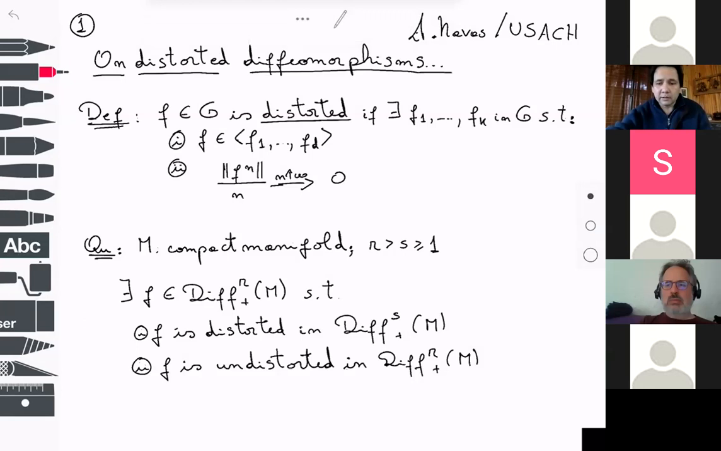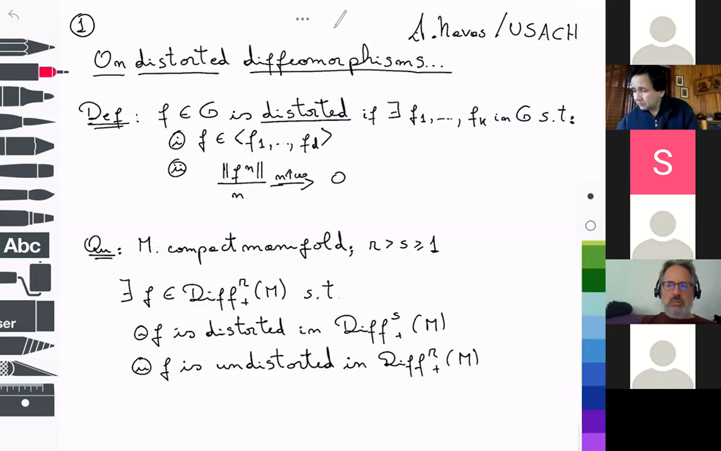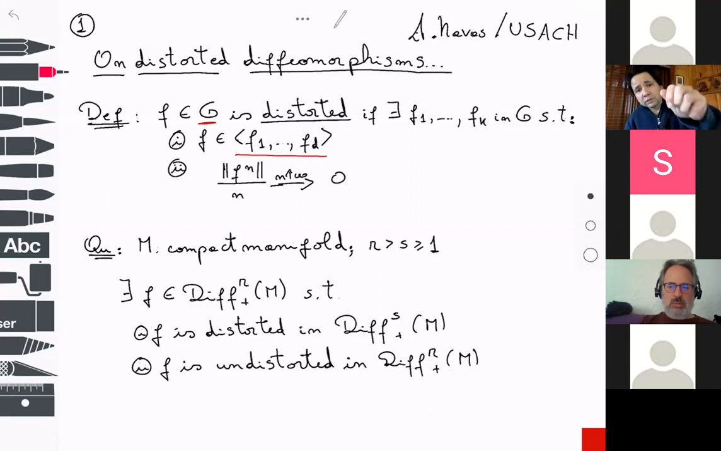I don't think it's really necessary to go into the details of this definition because it's a classical definition since the work of Gromov. So I will consider distorted elements in groups. By a distorted element here, I mean that I have a group G, which is not necessarily a finitely generated group. Actually, this is the case here. An element F in my group G is distorted if I can find finitely many elements in G such that the element F belongs to the group generated by them, and the length with respect to this system of generators of the powers of F grows in a sublinear way, which means that the length of F to the power N divided by N goes to zero as N goes to infinity. And there are many, many examples of these kind of things and several applications.